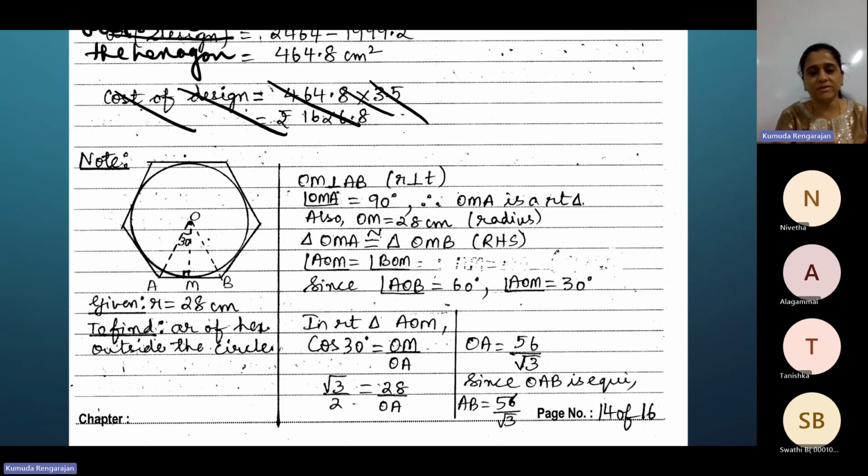So how to find AB is using trigonometry. And if you want to use trigonometry, you should take a construction, draw something perpendicular, or you should find some 90 degrees triangle.